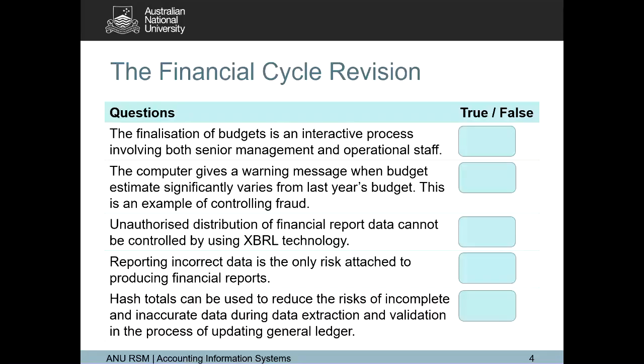Before that, you can also ask for user feedback. Next question: the computer gives a warning message when budget estimate significantly varies from last year's budget. This is an example of controlling fraud. True or false? False. Why is that? Why do you think it's not controlling for fraud? Sorry? Is it Jane? Yes.